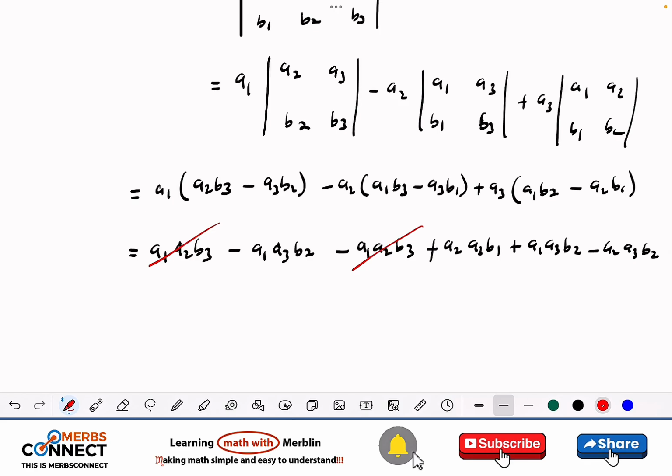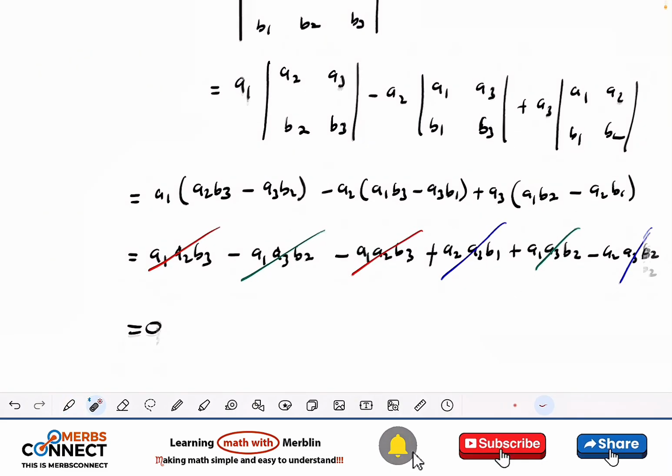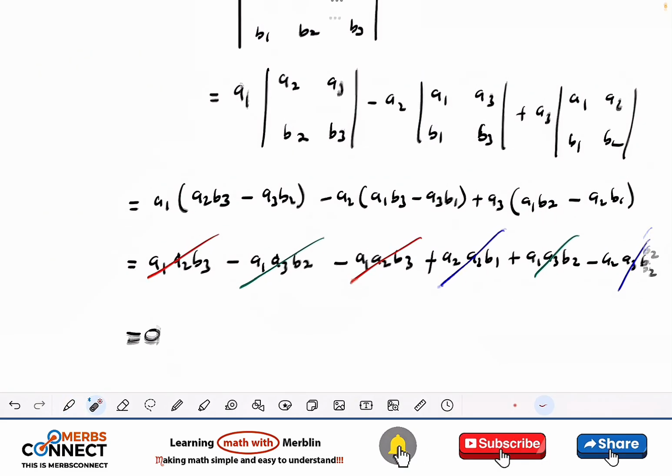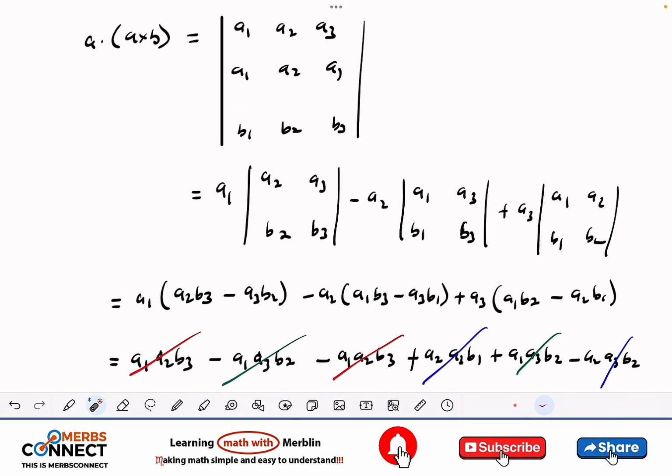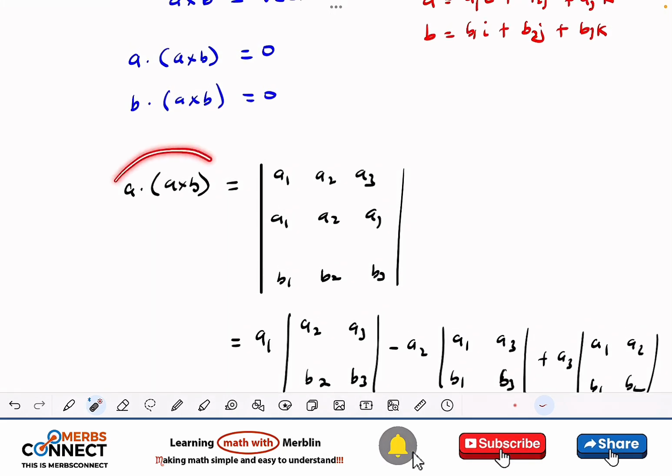So this one will cancel this. And then we know that this one, A1A3B2, also cancels that. So green cancels the green. And then definitely the last term will cancel this term. So we are going to have 0. So the red cancels the red, the blue cancels the blue, and the green cancels the green. So we've shown that this is equal to 0.